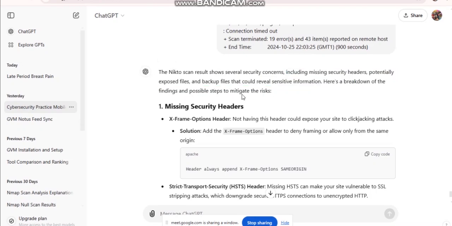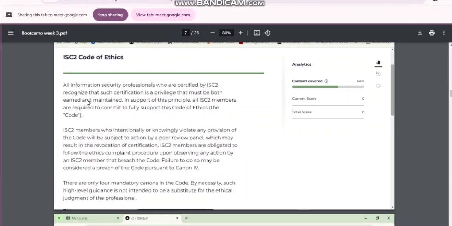Findings and possible steps. All information security professionals who are certified by ISC2 recognize that such certification is a privilege that must be both earned and maintained. In support of this principle, all members are required to commit to fully support this code of ethics, that is the code.